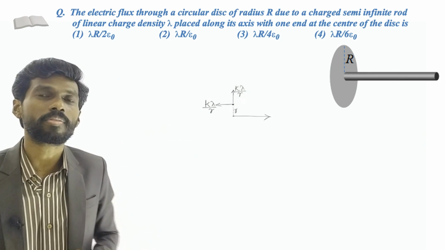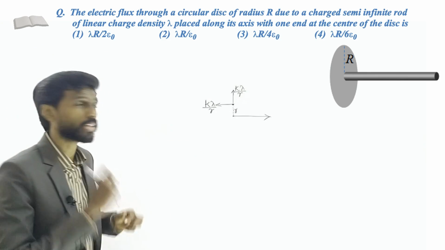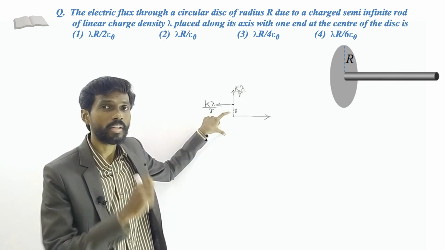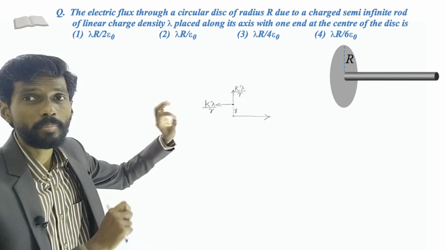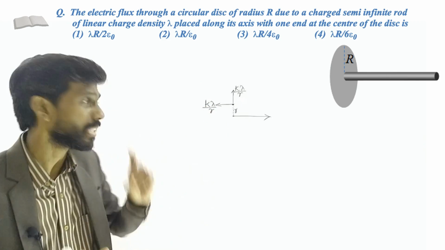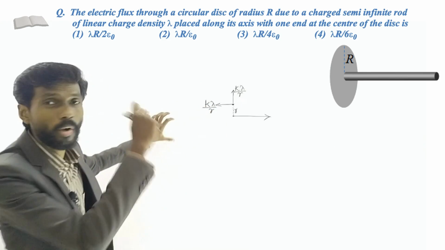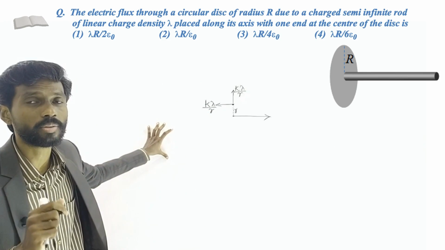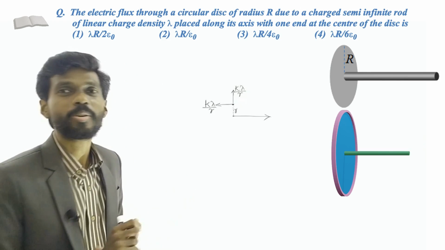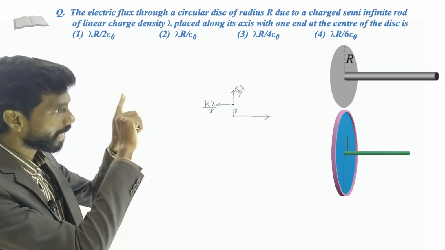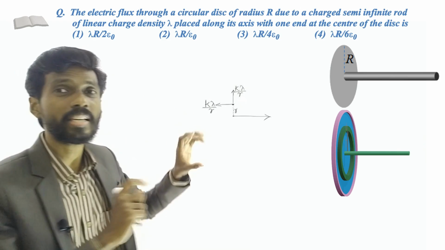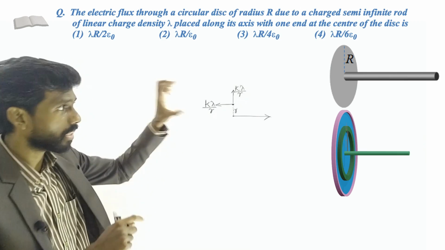This is the formula for the electric field due to a semi-infinite rod. Now we have to find the electric flux, but this value is not constant. It depends on the value of r. If you take different points on the disk, they will have different electric fields, so it is not uniform. So we have to use integration. Let us consider a small strip, like a ring, of radius r and thickness dr.